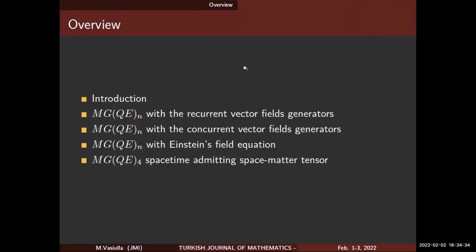These are the overview of my paper. First one is introduction, and second one is mixed generalized quasi-Einstein manifold with the recurrent vector fields generators. And third one is mixed generalized quasi-Einstein manifold with the concurrent vector fields generators. And fourth one is mixed generalized quasi-Einstein manifold with Einstein's field equation. And last one is mixed generalized quasi-Einstein space-time admitting a space matter tensor.